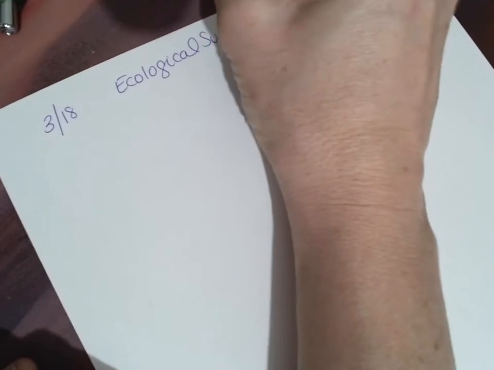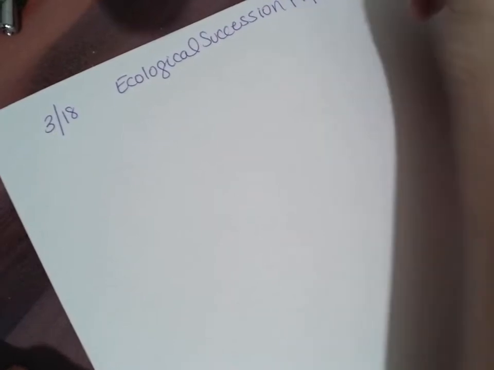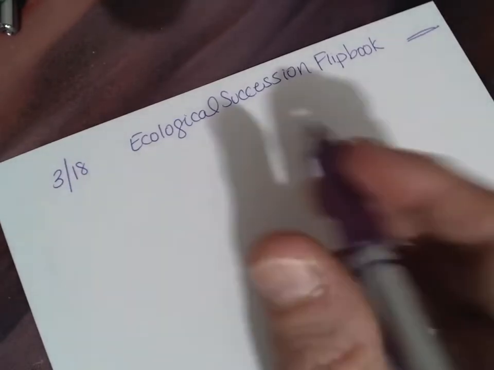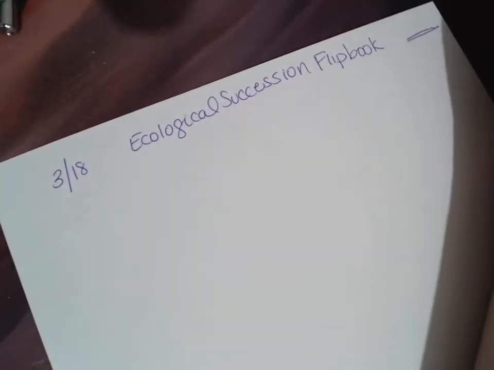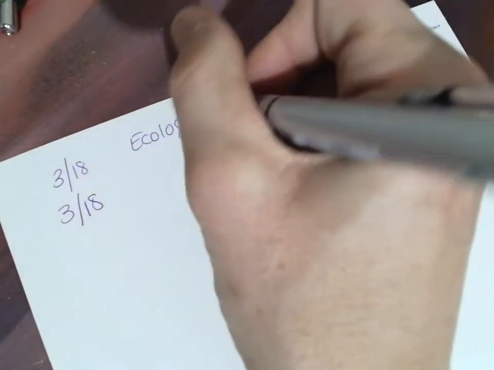Now we're going to get to section 5 notes. Section 5 is ecological succession. On your interactive notebook, you're going to want to write today's date and then ecological succession flip book. And then the page number. I can't remember what page number we finished on Monday, but it's the very next one. So if it was 102, or if it was 101, then put 102. If it was 103, put 104.